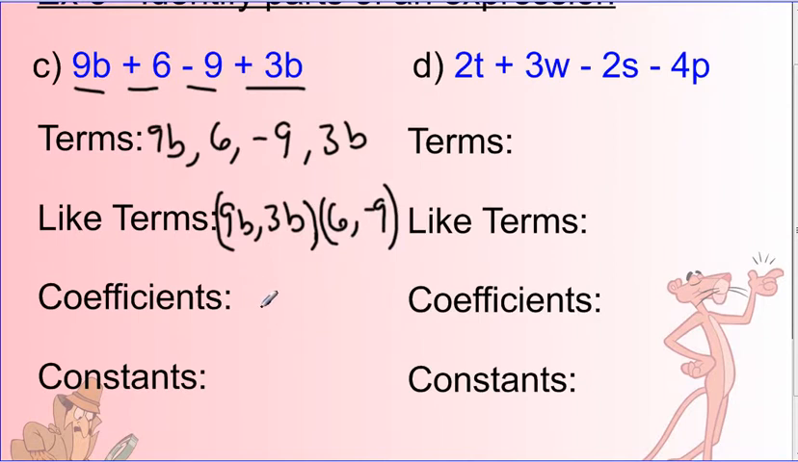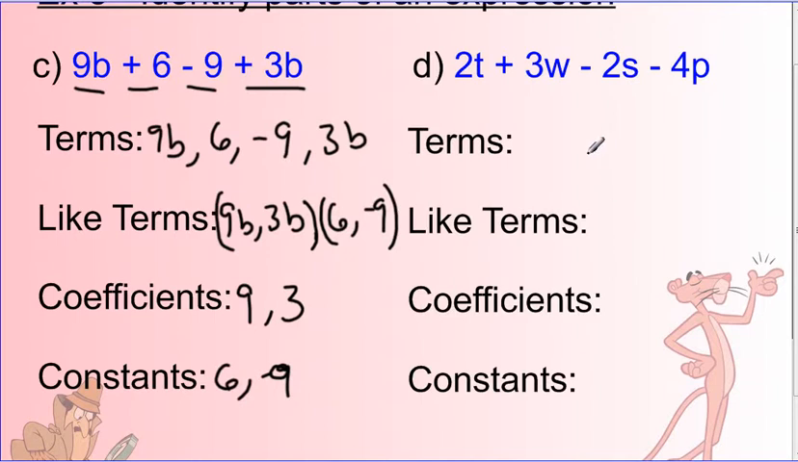Moving on, coefficients. The number in front of the variables. Well, I've got a 9 in front of a b, and I've got a 3 in front of a b. And the things without a variable, there is a positive 6 and a negative 9. So those are my constants.